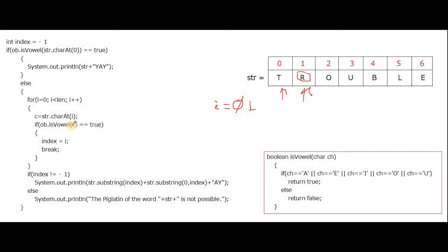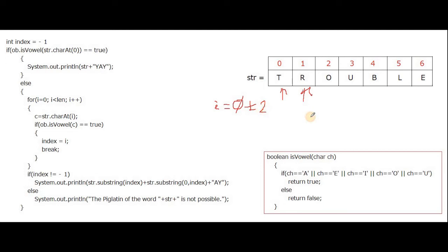So now R is sent through this method to check whether R is a vowel or not. As we know, R is not a vowel, so again it is returning the value false. Because it is returning false, these two statements will not execute. So automatically I plus plus.